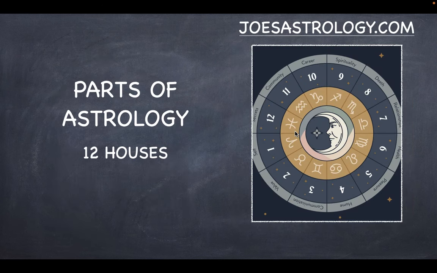Parts of astrology. Second part, you're going to have to memorize the meanings of the 12 houses. There are too many correlations with the houses and the signs, so we may only mention a few of them here. You have to find a list. So an example of a list might be here.